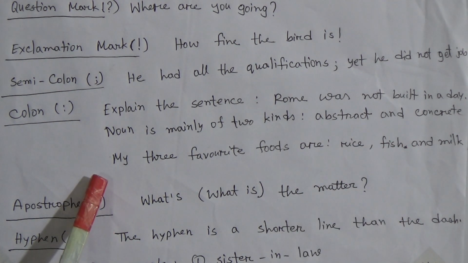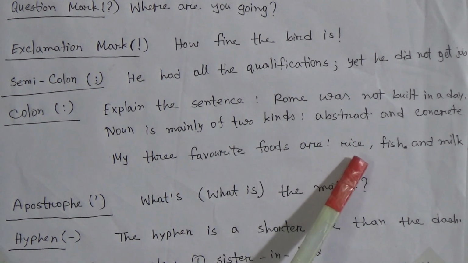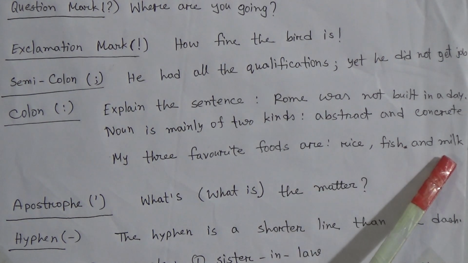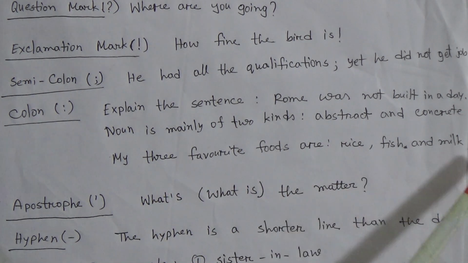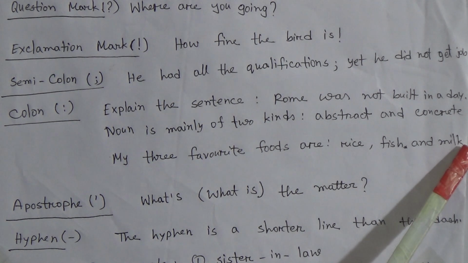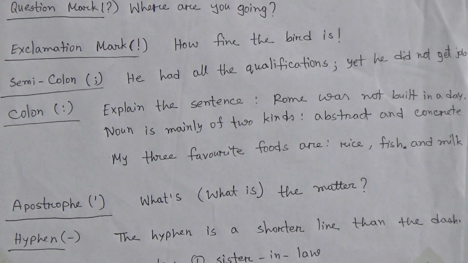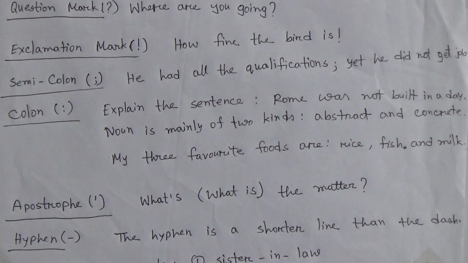Then the next example, we can use it after a linking verb. For example, "My three favorite foods are: rice, fish and milk." Okay, dear students, look, here you have to put a full stop, because after finishing the sentence we have to use a full stop.